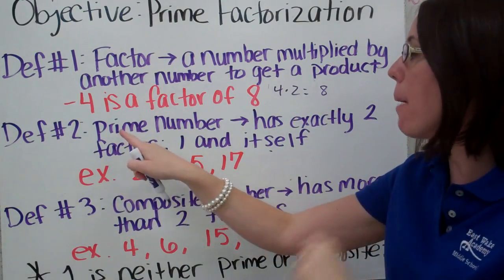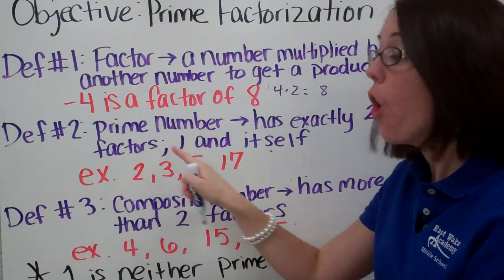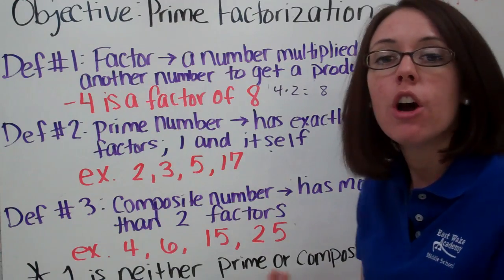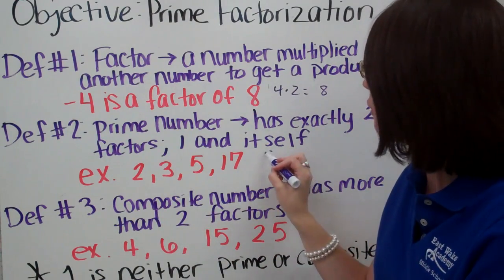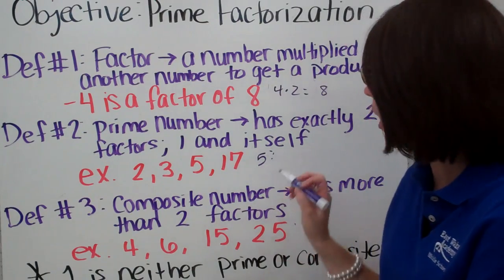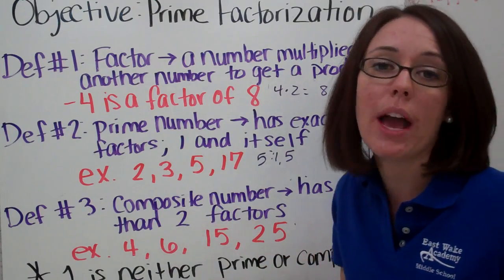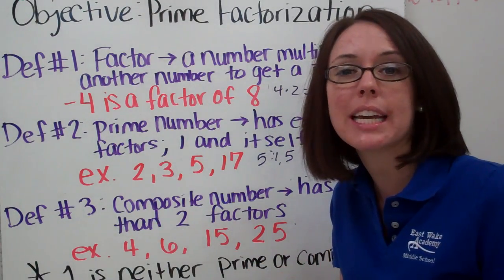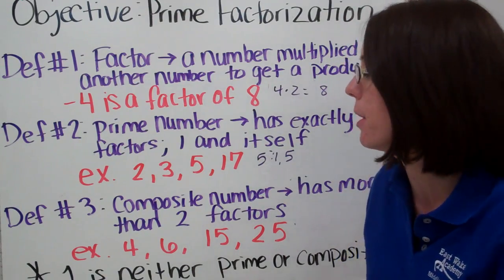Definition number 2. A prime number has exactly two factors, 1 and itself. For example, 2, 3, 5, and 17 are prime numbers. For 5, the only two numbers we can multiply together to get 5 are 1 and itself, 1 and 5. 17, the same way. The only two numbers we can multiply together to get 17 are 1 and 17. There are no other factors for that number.